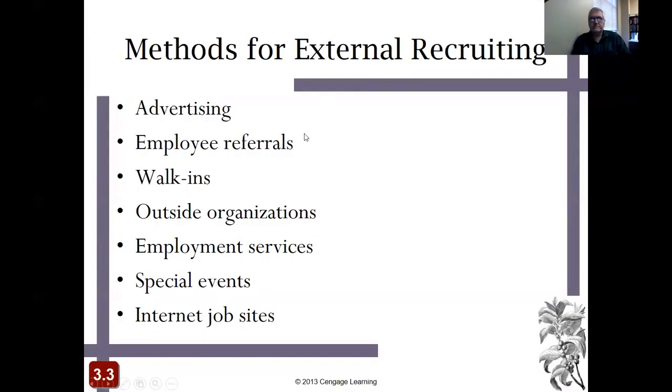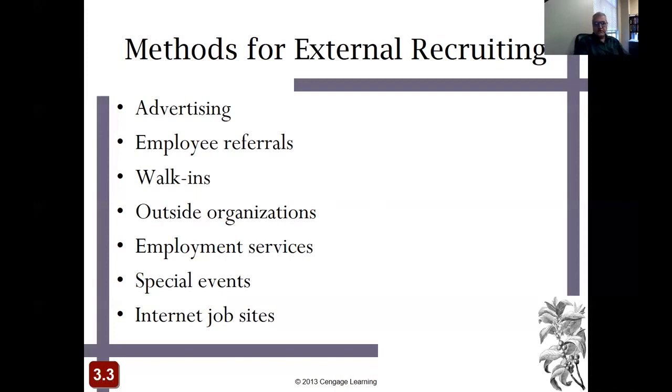External recruiting is a little costly for the organization. It may take more time to finish the process. Some organizations may prefer to go with external recruiting. As you can see from here, different methods can be used: Internet job sites, special events, employment services, walk-ins, advertising, employee referrals, and outside organizations are some of the external recruiting methods.